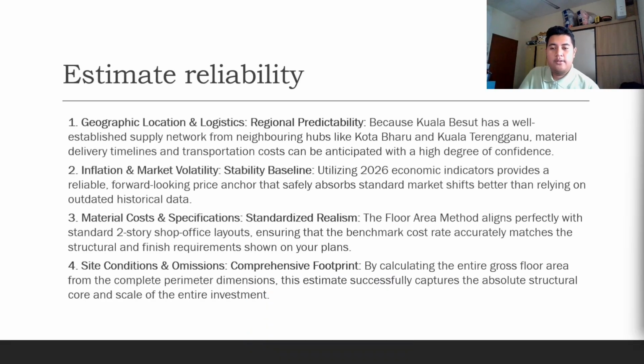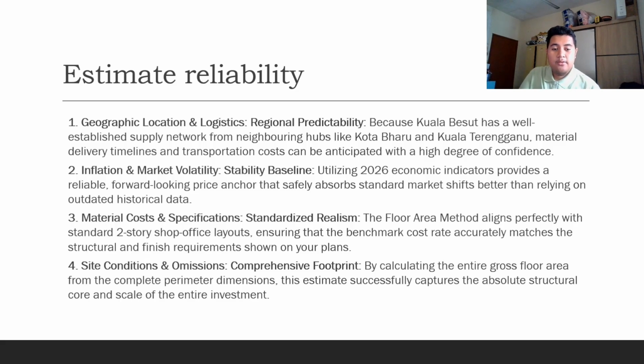Okay, so now let's look at the estimate reliability of our calculation. First, regarding geographic location and logistics, we can count on regional predictability. Because Kuala Besut has a well-established supply network from neighboring hubs like Kuala Baru and Kuala Terengganu, material delivery timelines and transportation costs can be anticipated with a high degree of confidence.